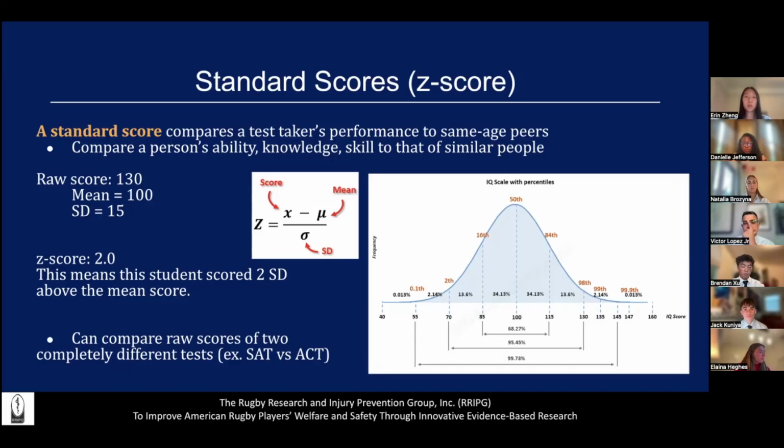And once you start getting standard scores, you can start looking at the percentiles. You can see that a score of 130 is the 98th percentile, which means you did better than 98% of all of the test takers. Something else that standard scores are useful for is that they can compare raw scores of two completely different tests. For example, the SAT and ACT have two different scoring methods, but by using standard scores, you can see how many standard deviations each score is from the mean to compare test takers.